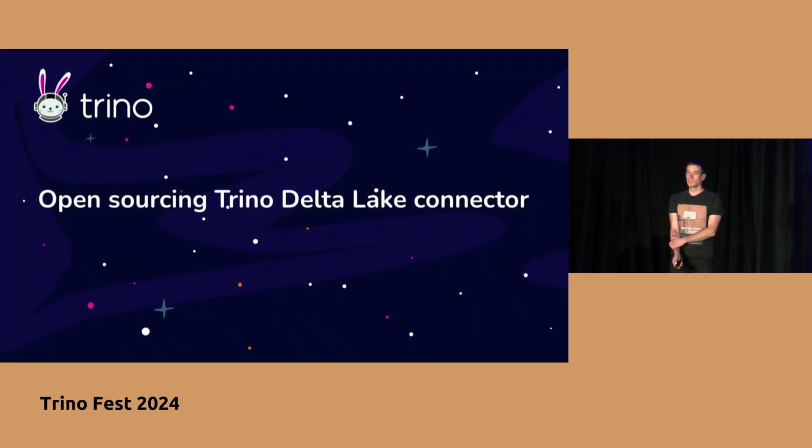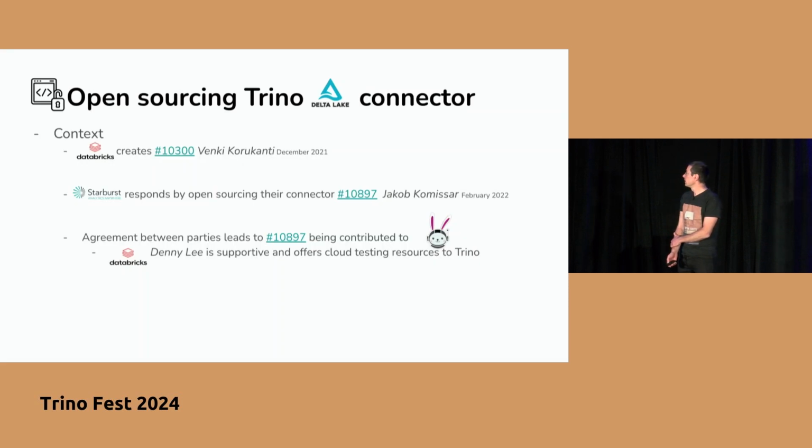Now, open sourcing the Trino Delta Lake Connector. At the end of 2021, Databricks decided to create a PR on the Trino open source project, which was containing a version of the Trino Delta Lake Connector, and this has motivated Starburst to actually respond by open sourcing their own version of the connector. And for a short stint of time, we were having 2 competing PRs.